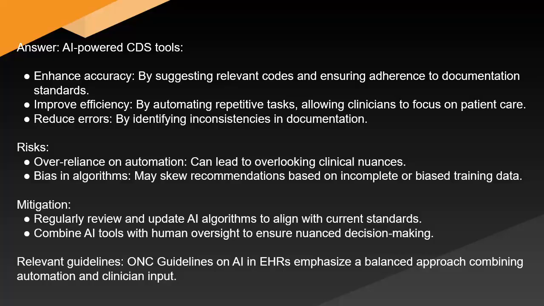Risks: over-reliance on automation can lead to overlooking clinical nuances, and bias in algorithms may skew recommendations based on incomplete or biased training data. Mitigation: regularly review and update AI algorithms to align with current standards. Combine AI tools with human oversight to ensure nuanced decision-making. Relevant guidelines: ONC guidelines on AI in EHRs emphasize a balanced approach combining automation and clinician input.